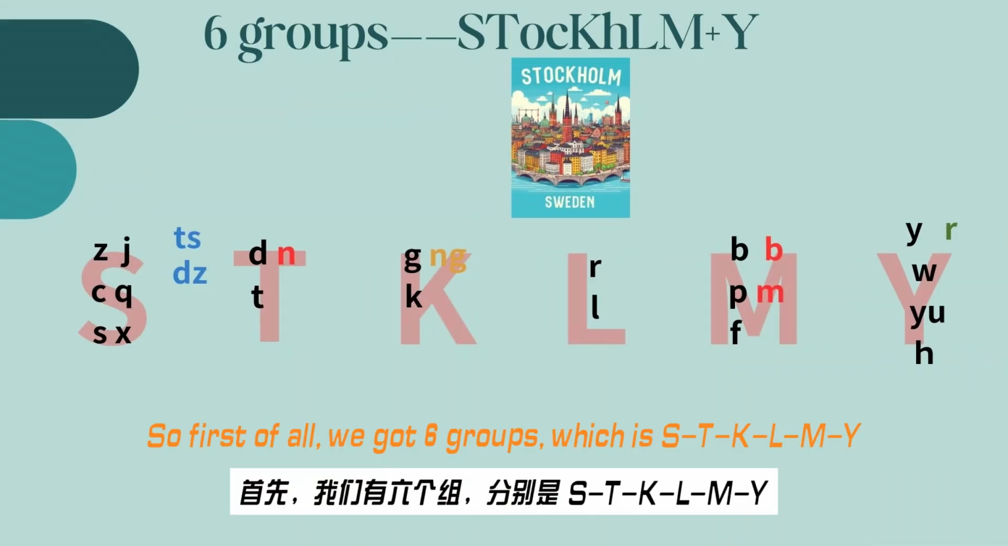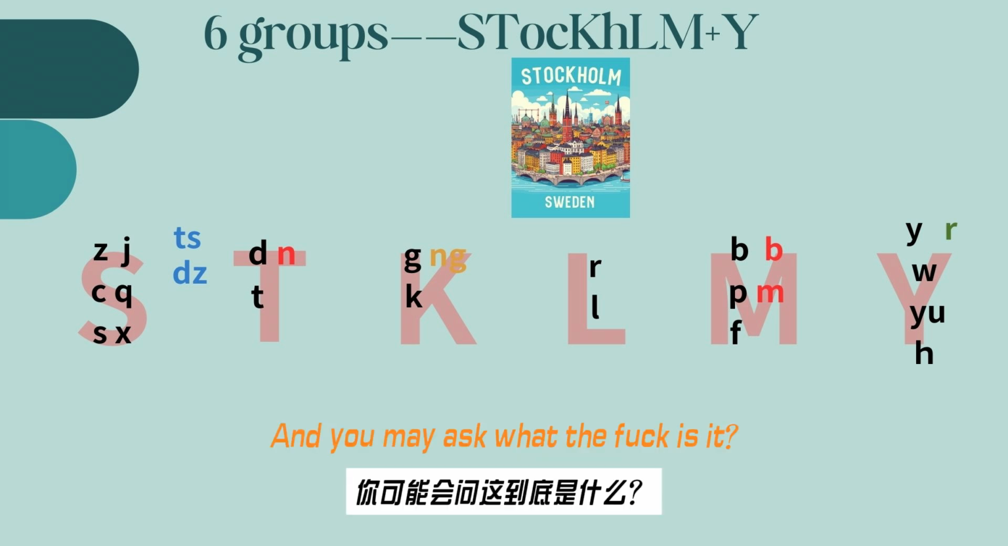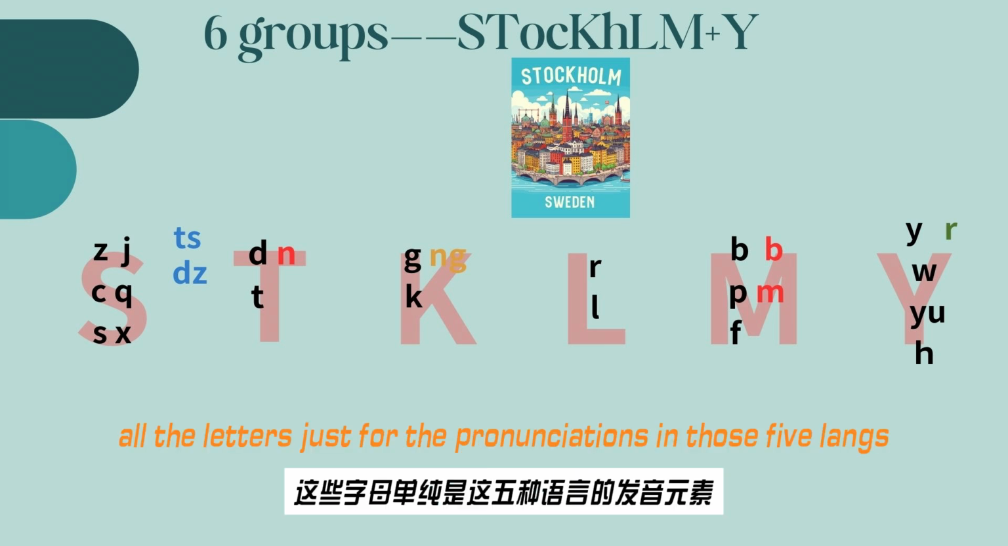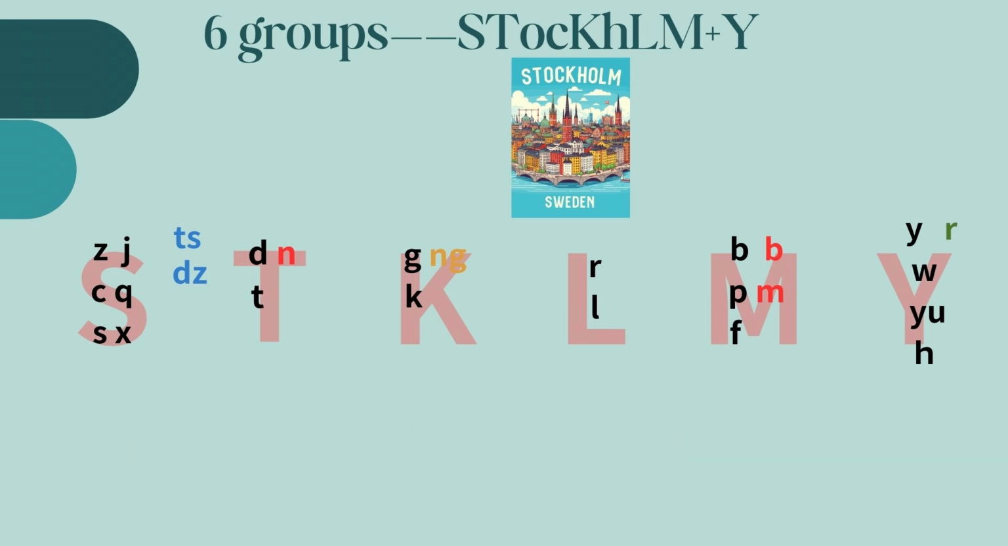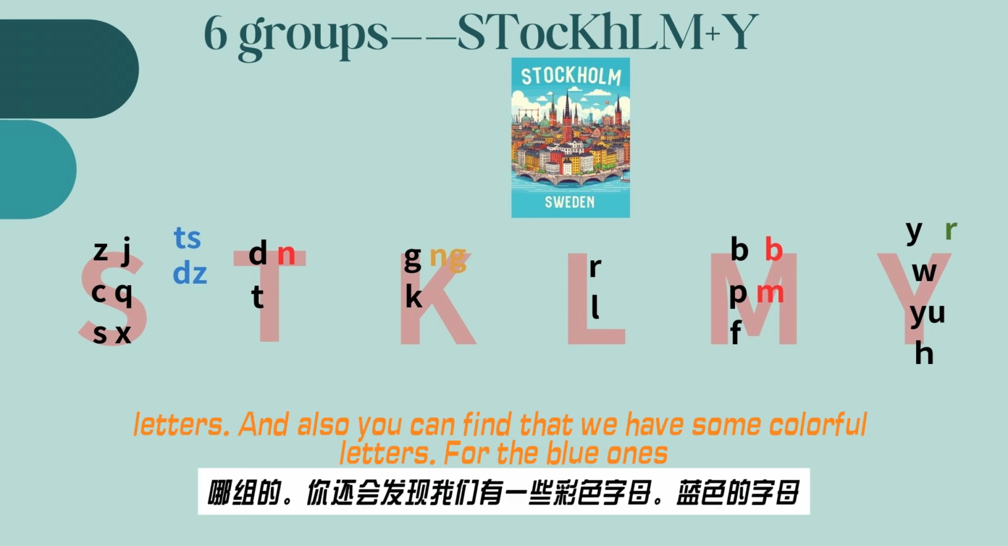So first of all, we got 6 groups, which is S, T, K, L, M, Y. And you can memorize as Stockholm plus Y. And you may ask, what the fuck is it? Well, all the letters just for the pronunciations in those 5 lands. For now, all you need to do is to recognize which groups are the letters.